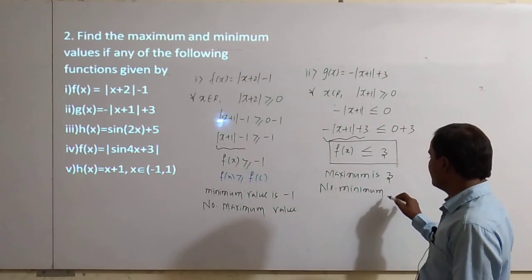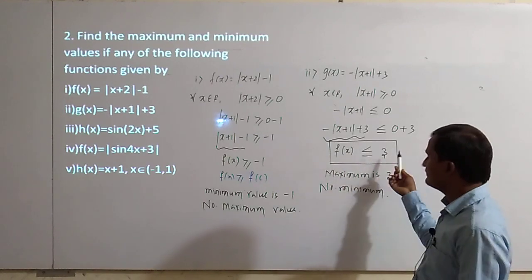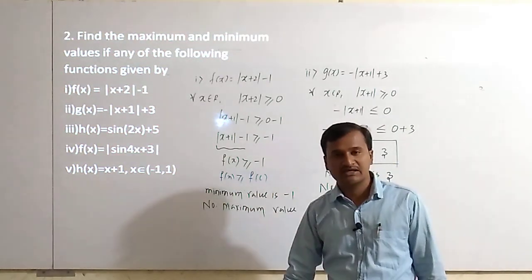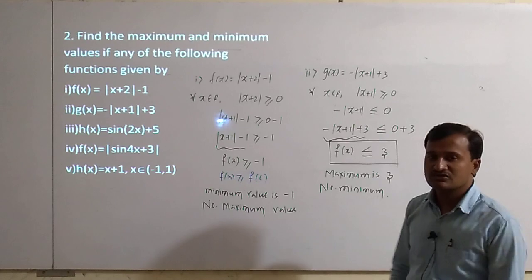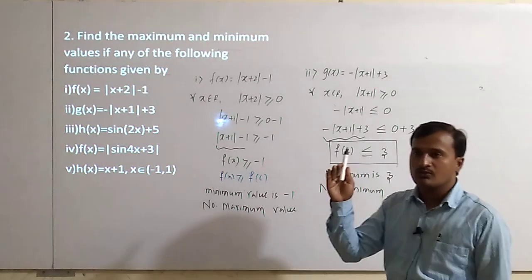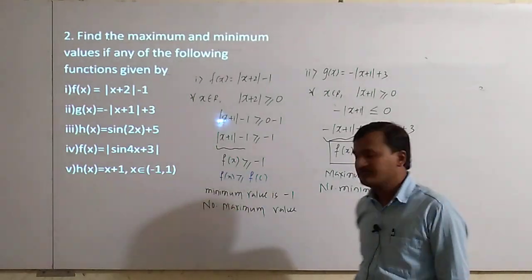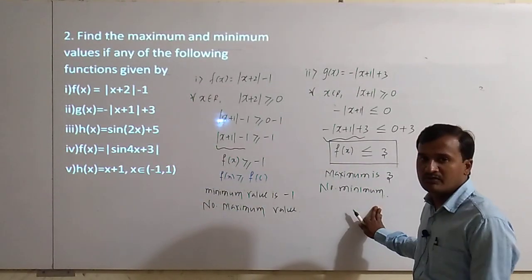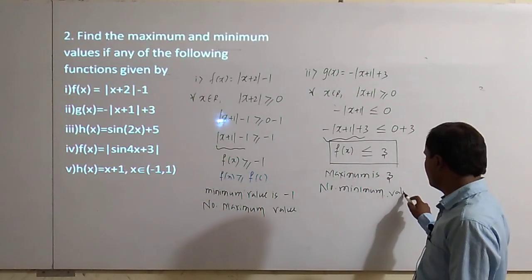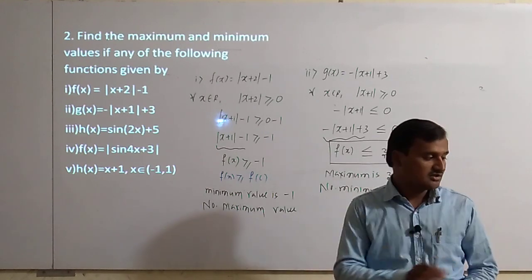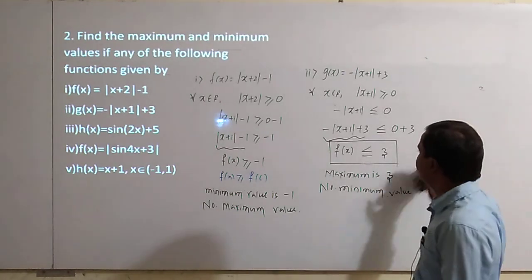Why it is having no minimum? Because the functional value is less than 3. Less than 3 means we are getting 2, 1, 0, minus 1, minus 2 up to minus infinity, which means no minimum value. Okay, right. We'll go to the next question.